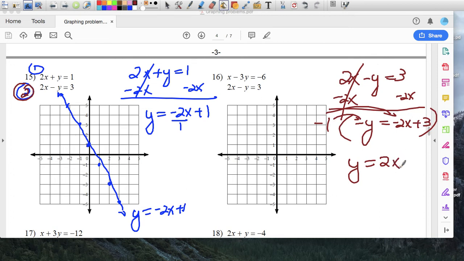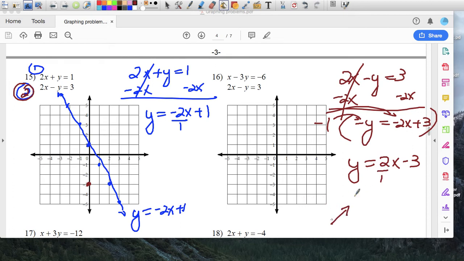Let me get that line. x plus 3y equals negative 12. Subtract x on both sides. I'm going to get 3y equals negative x minus 12. Divide both sides by 3, so I can divide that by 3 and that by 3.